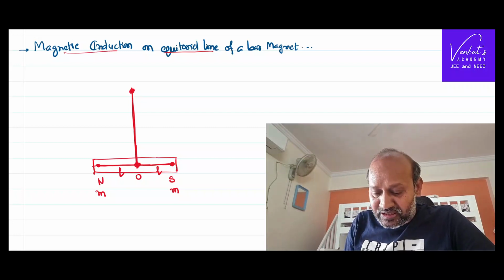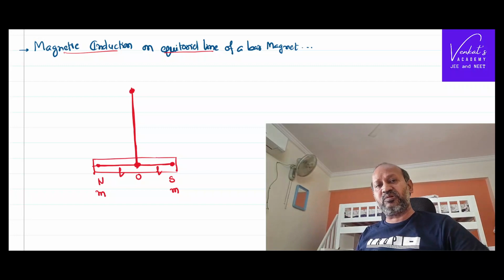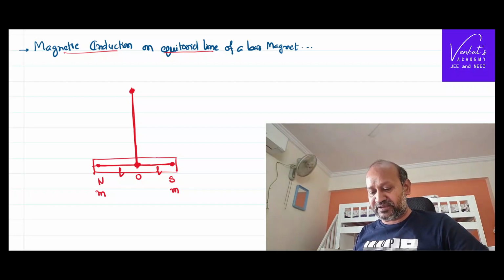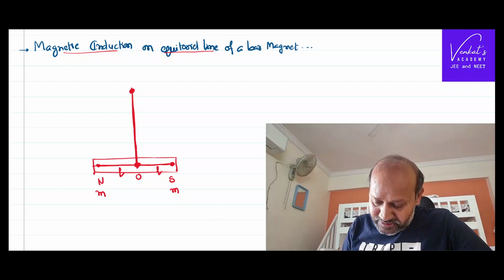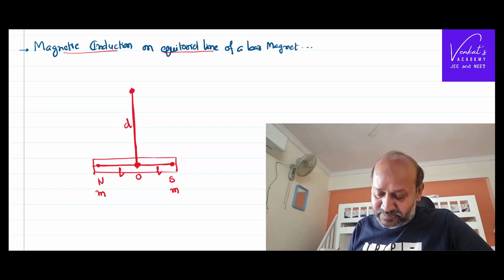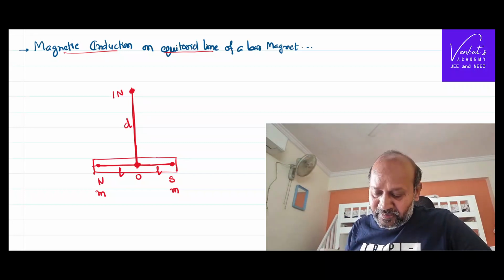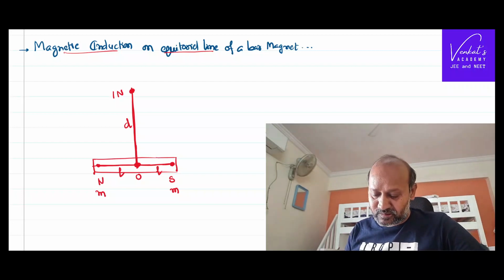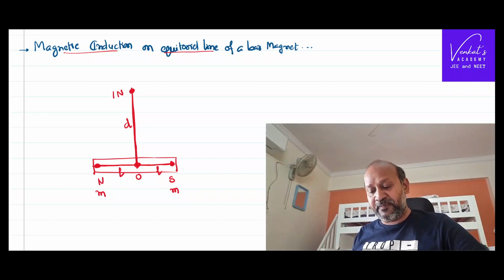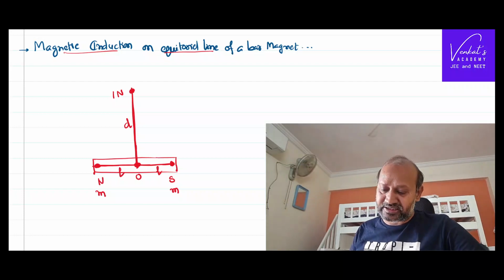What is magnetic induction? It is the force experienced by a unit north pole when placed in a magnetic field. So, at some place at a distance d from the center of the magnet, let us keep a unit north pole. This unit north pole, because of the north and south poles of the bar magnet, experiences a resultant force, and that is called magnetic induction. So let's find out the forces acting.